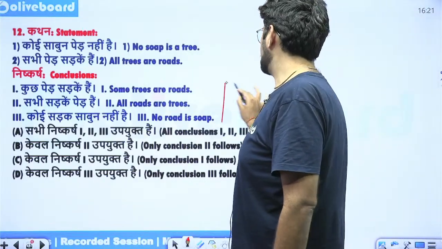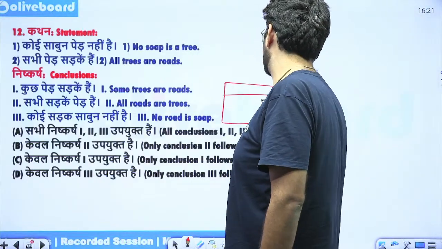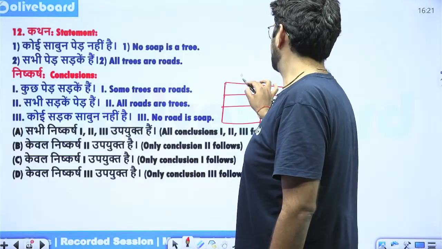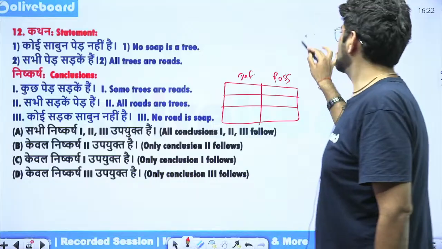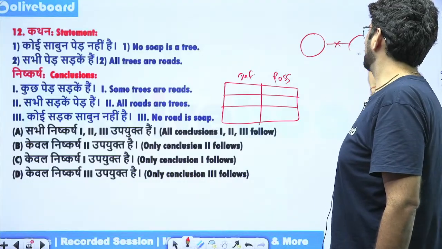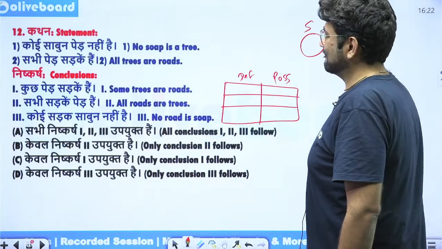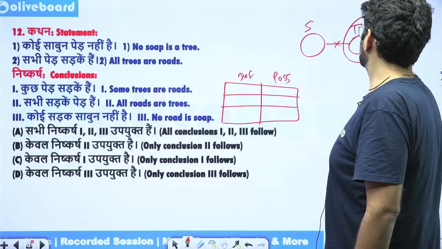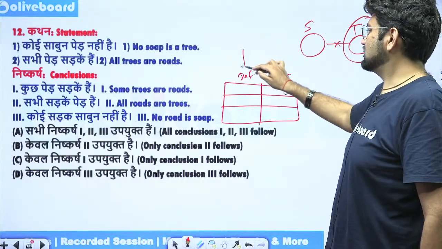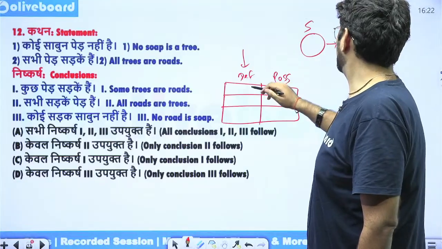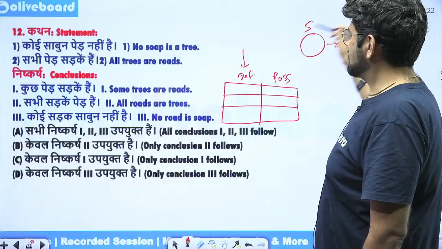Okay, we'll practice this like this, definite and possibility here, right? For the sake of practice, we'll do that. No soap is a tree. All trees are roads. So, some trees are roads. For the definite case, some trees are roads. If all trees are roads, some trees are definitely roads.